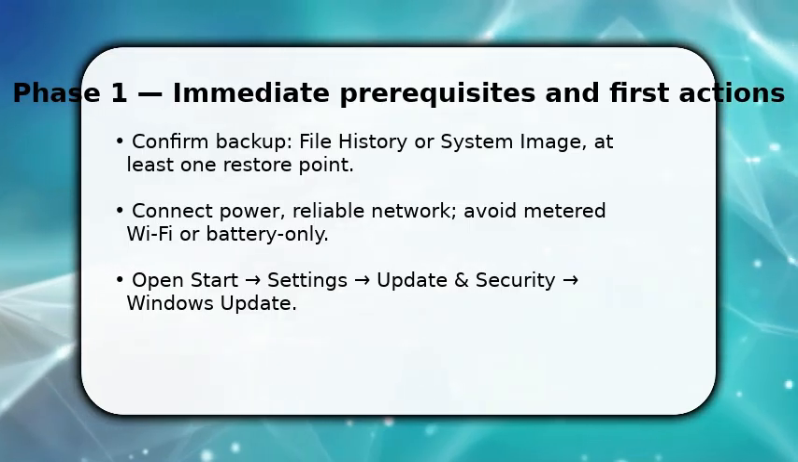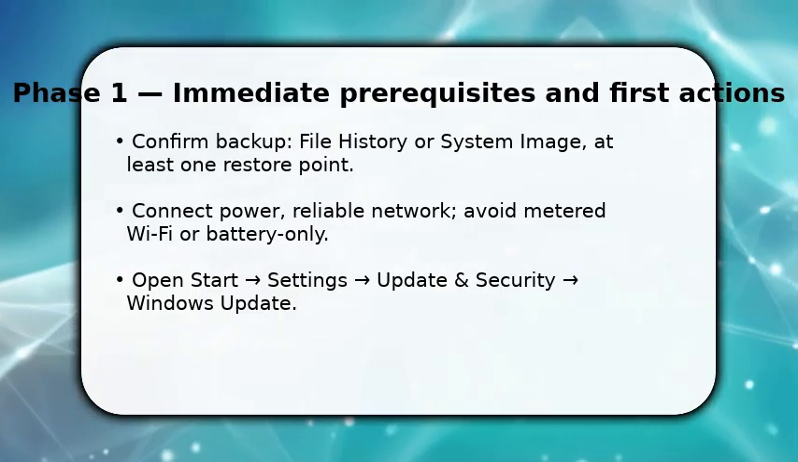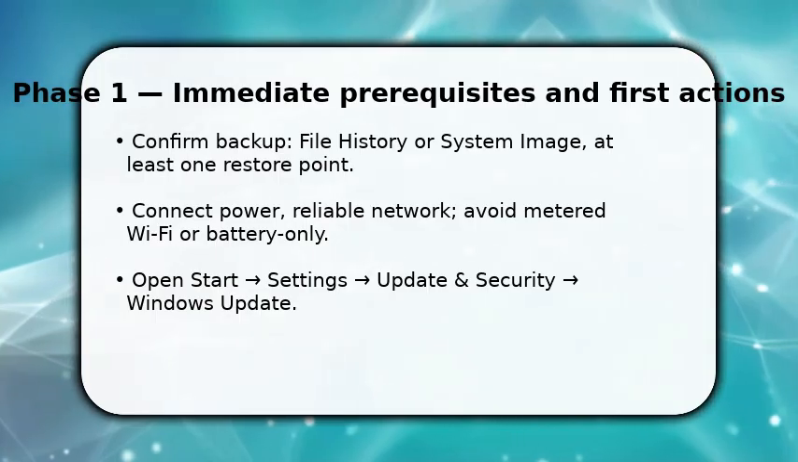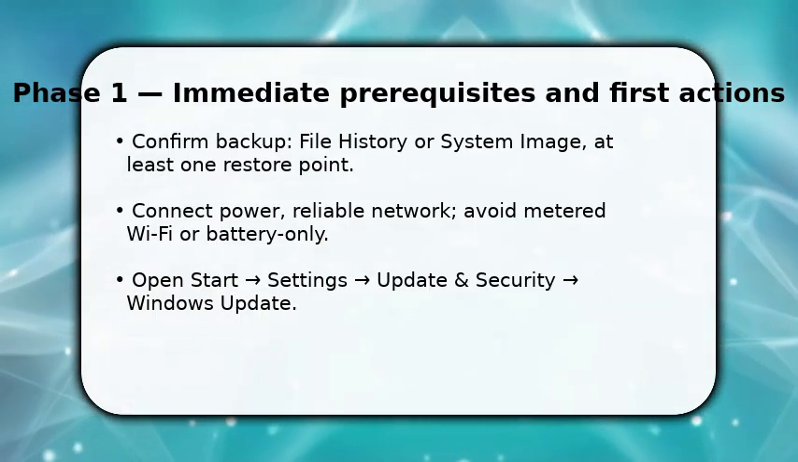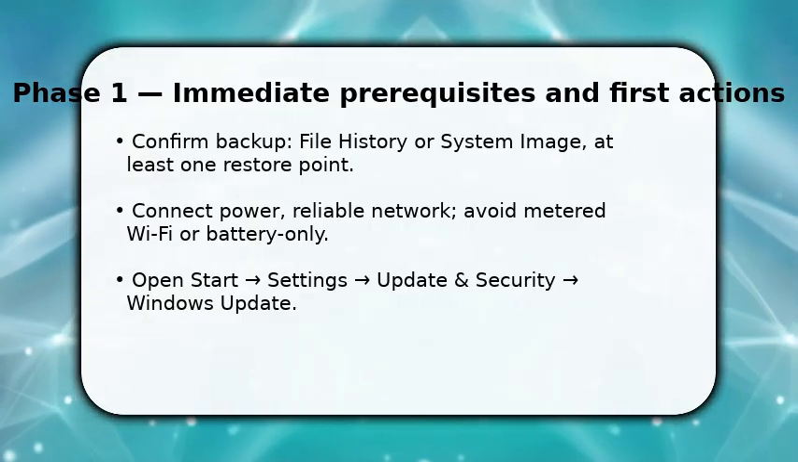Next, open Start, choose Settings, then Update and Security, and enter Windows Update. You're in the right place. From here, you'll check for updates and control download behavior, so make sure you follow the next steps carefully.